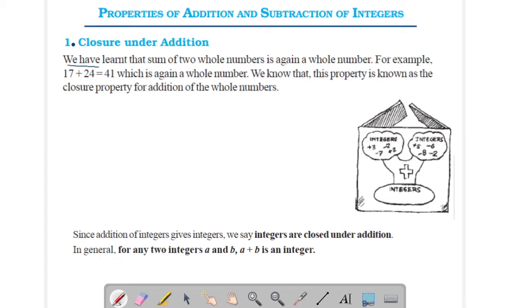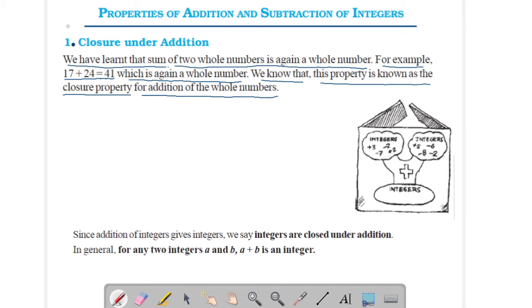We have learned that the sum of two whole numbers is again a whole number. For example, 17 plus 24 equal to 41, which is again a whole number. We know that this property is known as the closure property for addition of the whole numbers.